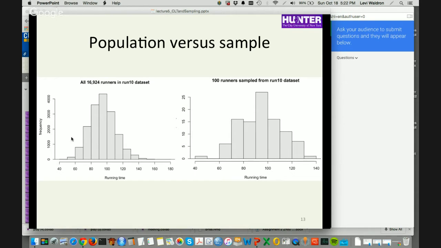And here's an example of that. We've got a histogram on the left of all 16,924 runners and a sample on the right of just 100 of them. You can see that these histograms look about the same, except that the counts, the frequencies, are of course smaller when we only have 100 of them. But the center is about the same at a little less than 100, and the spread, between 40 and 150, is about the same.